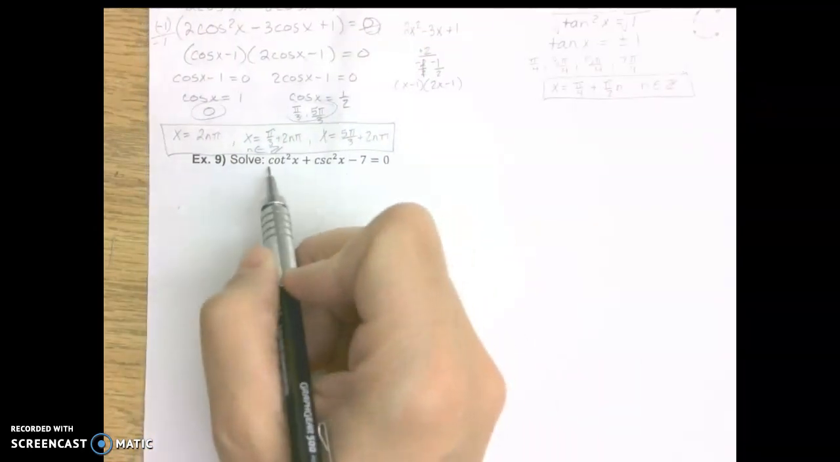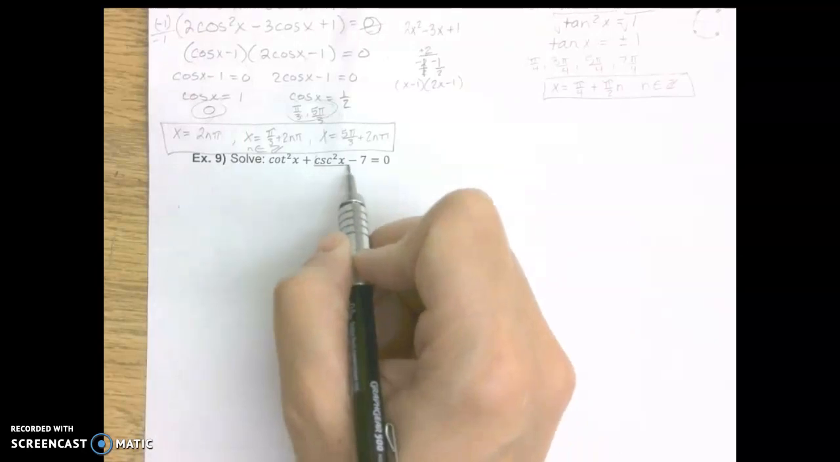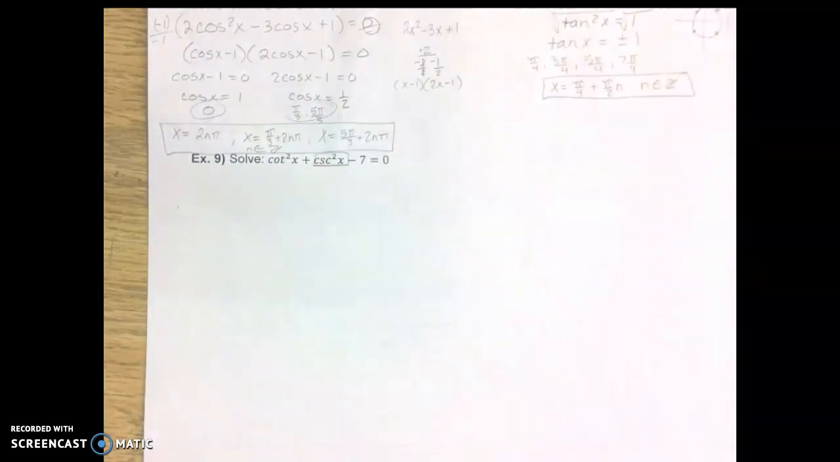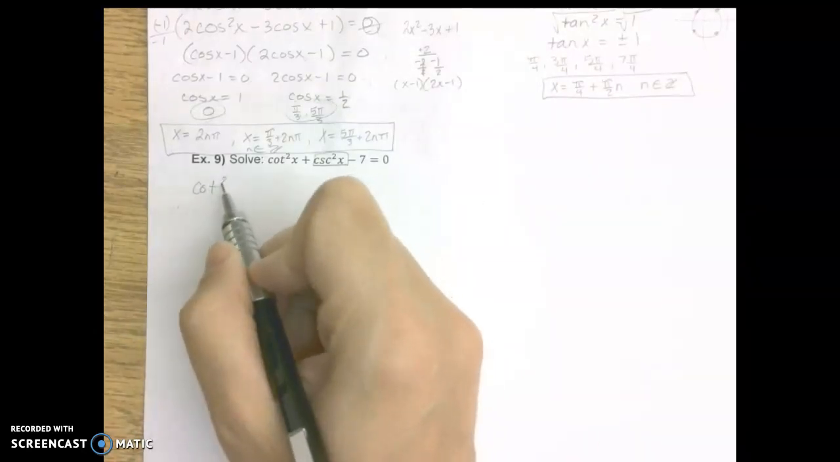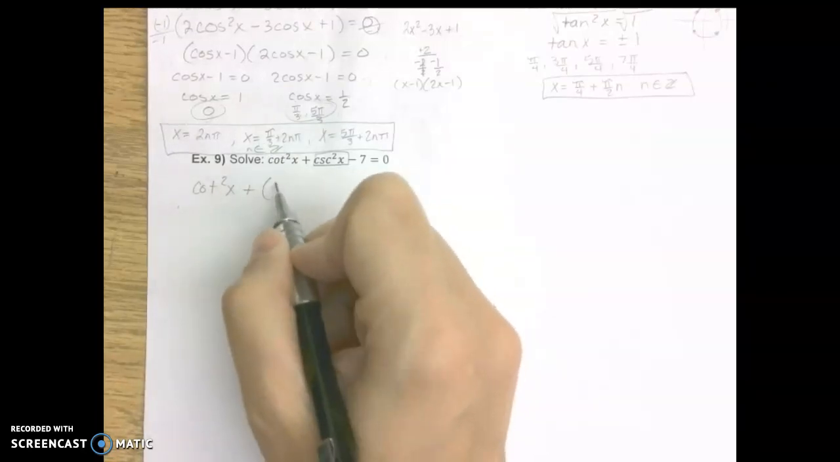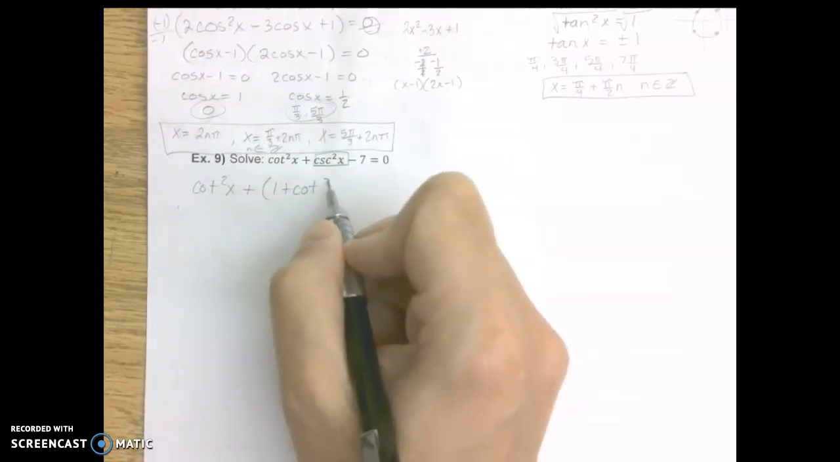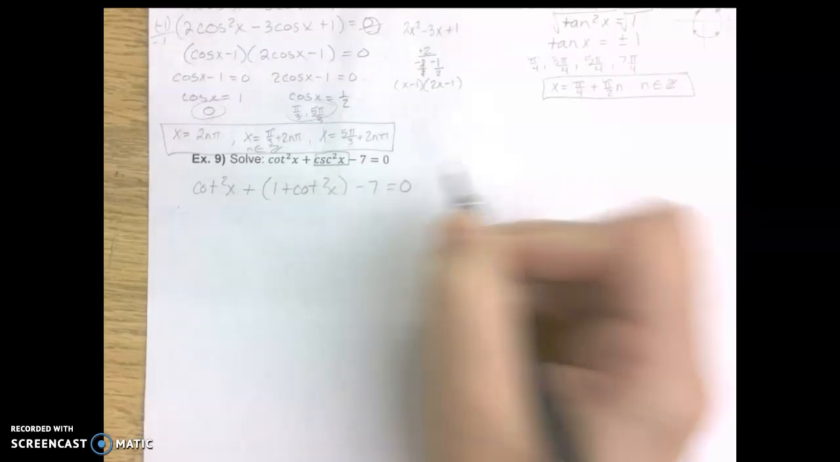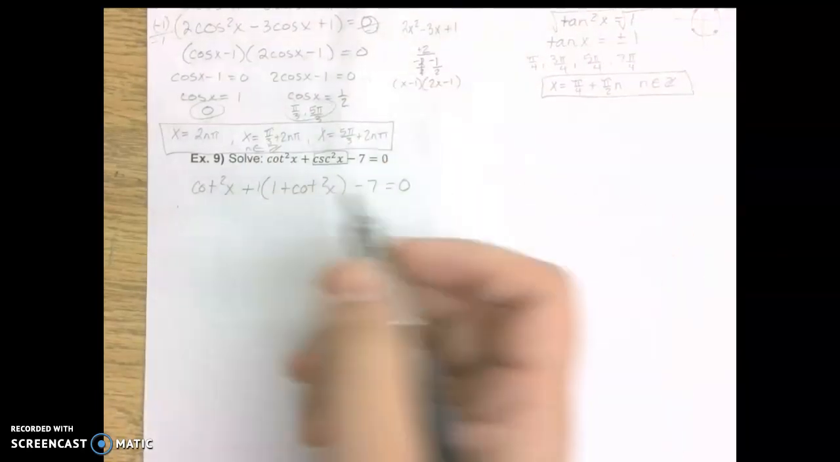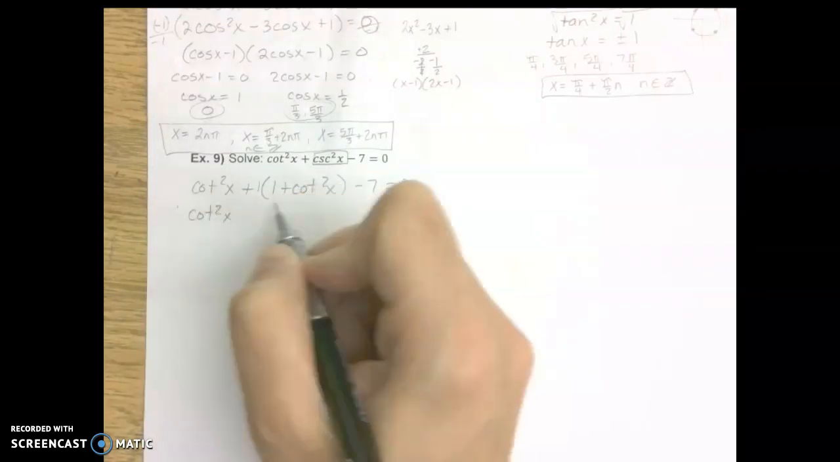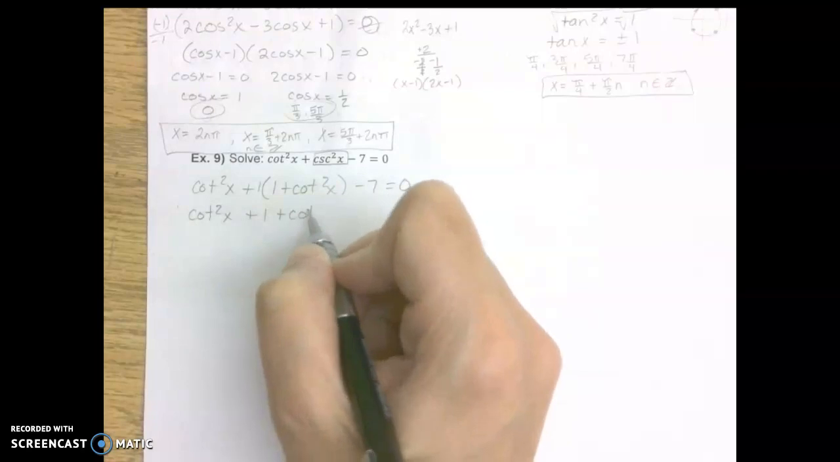Okay, example next. It looks like I'm going to replace cosecant. You could choose either one, honestly, and they should both work out to the same solutions. So here I'm going to have cotangent squared x plus 1 plus cotangent squared x minus 7 equals 0. Now I put it in parentheses just to show that I substituted it, but since there's a positive 1 out front, I can just kind of drop those.